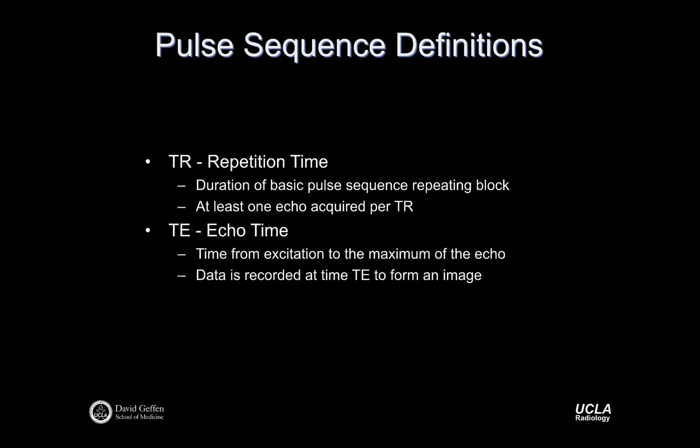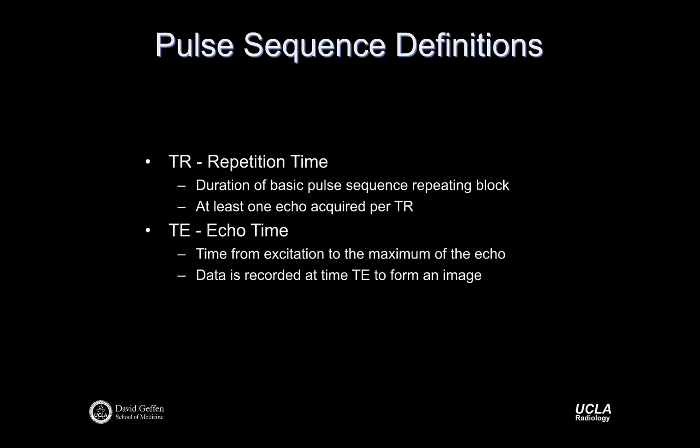We talked about this already, at least the TR part. TR is just the repetition time. Usually it's the duration of what I'll call the basic pulse sequence repeating block. Pulse sequences are very redundant. We have to do the same thing hundreds or thousands of times. Why? Every time we play the events that accord with the TR, we're usually generating a single echo.